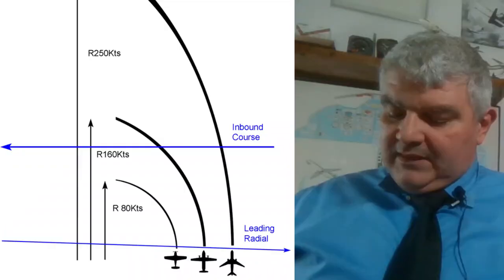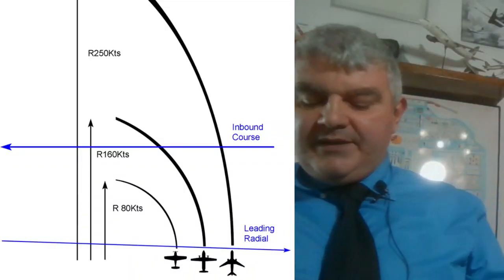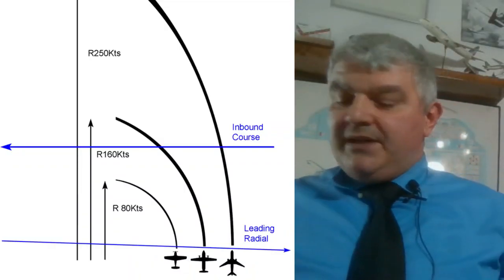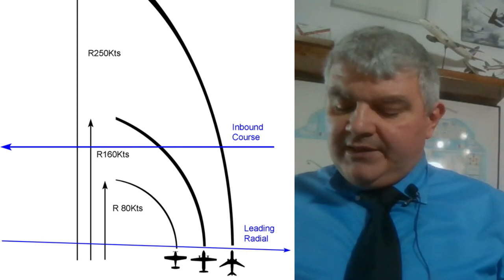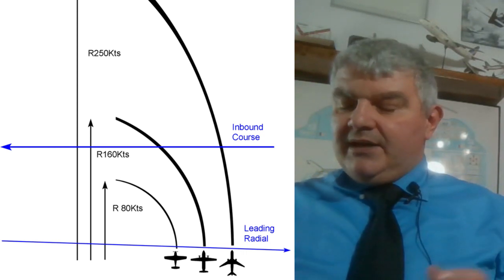As you can see there, obviously the radius of turn of the aircraft depends from the speed of the aircraft, and in this slide we are calculating what is the radius of turn, okay? So the radius of turn is 20 seconds. How can it be in seconds?